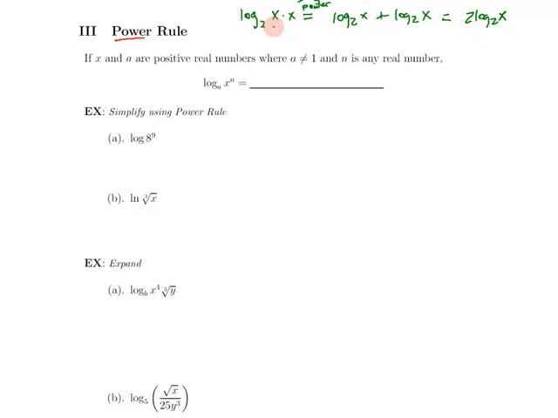Now, x times x, of course, is the same thing as x squared, so this is log base 2 of x squared. What I want you to see here is that this 2 is the same as this 2.